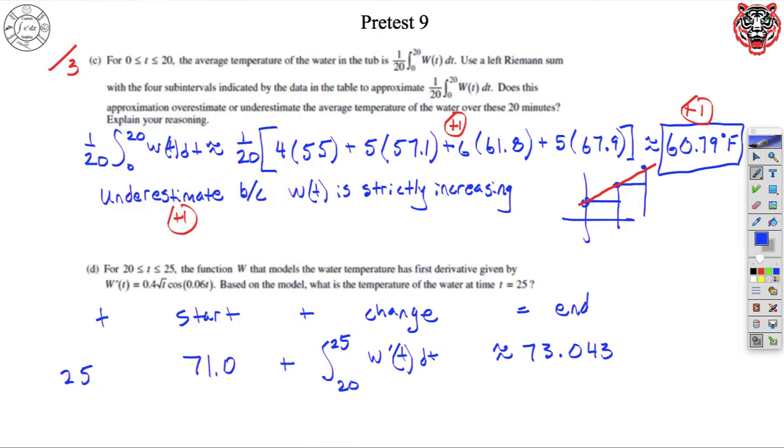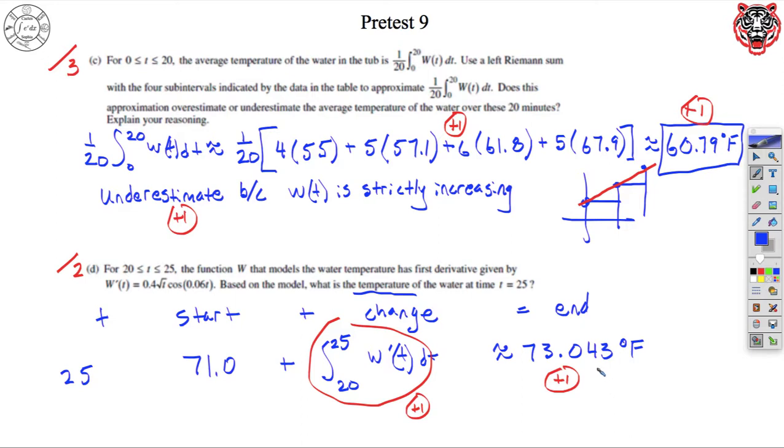73.043. All right. How to score yourself? This one is out of 2 points. So you get 1 point if you have this right here. So you need to have the limits 20 to 25. You have to have W prime of t, that's 1 point. And if you get 73.043, that's +1. And what should the units be here if we were being really exact? Degrees Fahrenheit. Perfect.